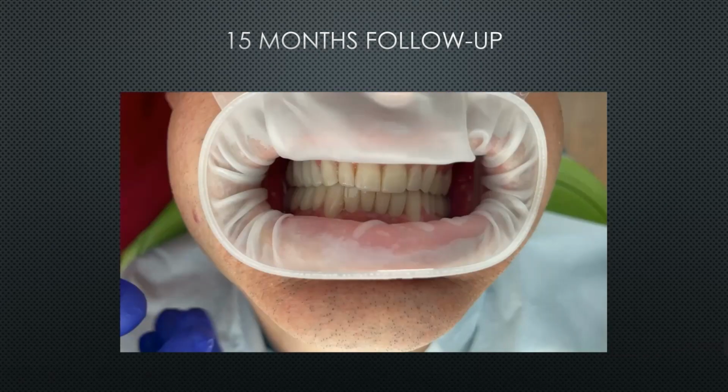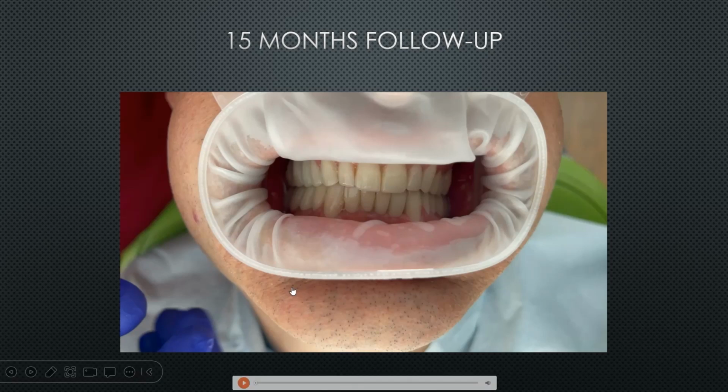Okay, so this is, he came up like before a couple of days, he had an endodontist, he had some pain in this tooth. So this is a 15 months follow-up. And we see all our preparation is subgingival shoulder finish line and how the teeth look perfectly fine.